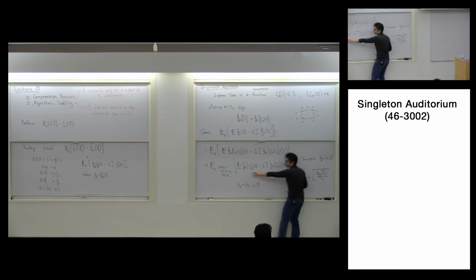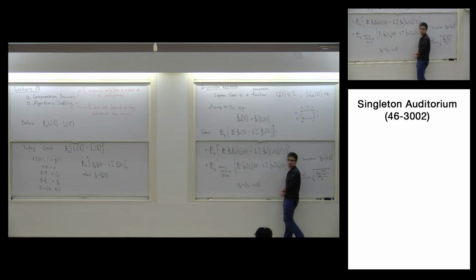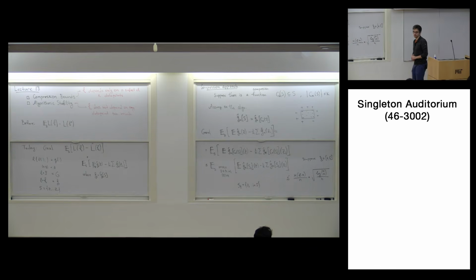Yes, but the empirical is close to expected. I'm not saying that the expected will be good. I'm just saying that the empirical is going to be close to expected. It might be a bad algorithm. Yeah, that's what I mean. This quantity still is small for that algorithm, according to this analysis. Yes. But the true generalization error of that algorithm is very bad.